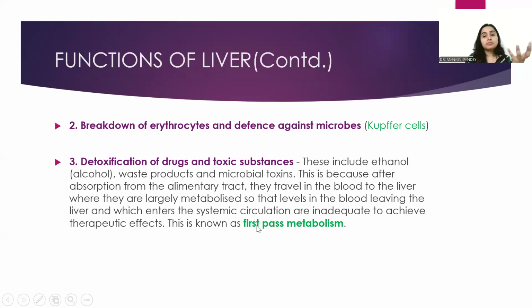Suppose we have taken 500 mg of paracetamol. It's not the whole 500 mg of paracetamol that is left to act in our body, because first this drug goes to our liver, and then by the help of first pass metabolism by the liver, a huge fraction of it just gets removed, and only a very little fraction of that 500 mg is actually utilized by the body. So this is the first pass metabolism.